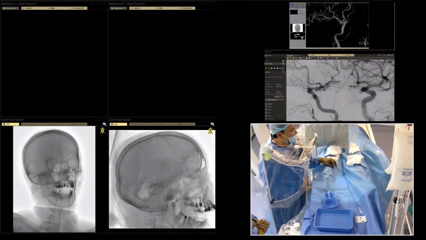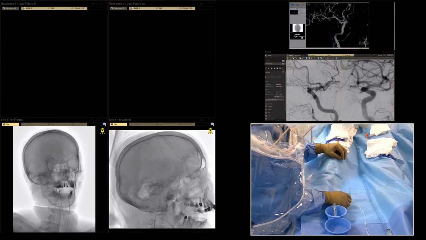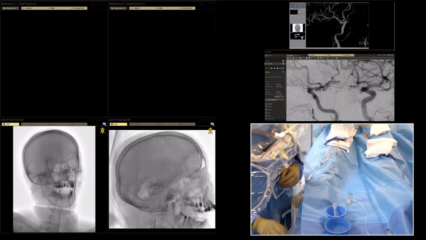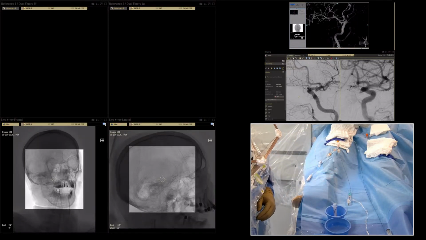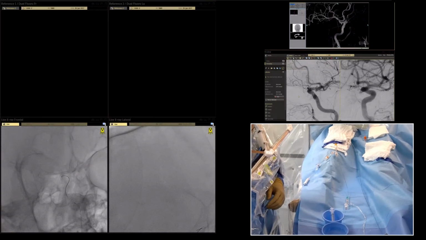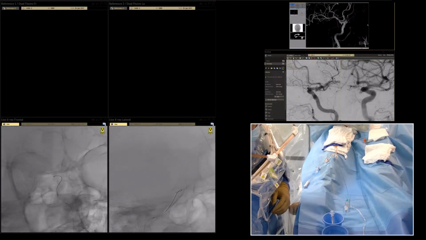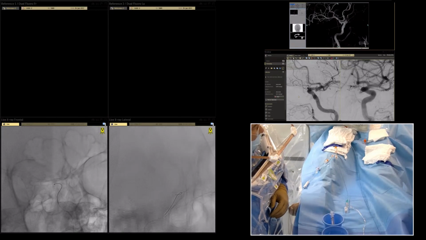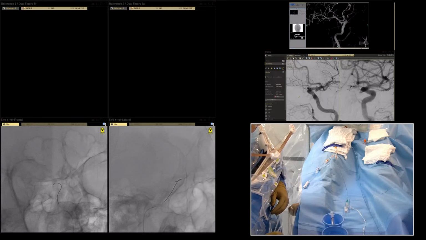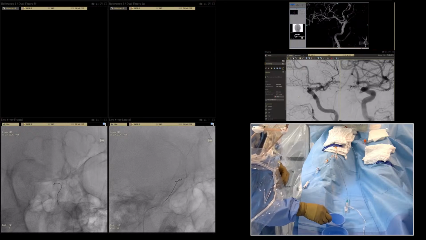Okay, I gave a J-curve for the Xeon Blue. Xeon Blue is a coronary wire. It's a 14 system, and we are very familiar with the coronary wires. There is a Whisper wire, Pilot wire, and the Xeon Blue is from Asahi company.